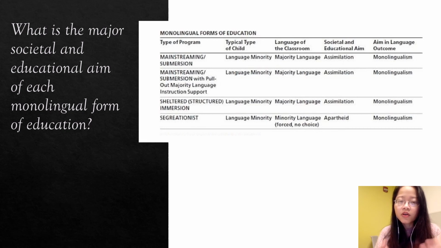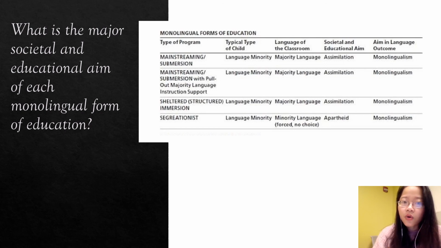For example, look at this kind of monolingual form of education. You will see that the home language of the student will not be used, right? The majority language in the classroom will depend on the target society that they are living in. So basically, their first language is not developed, but gradually replaced by the second, which is the majority language in this case.